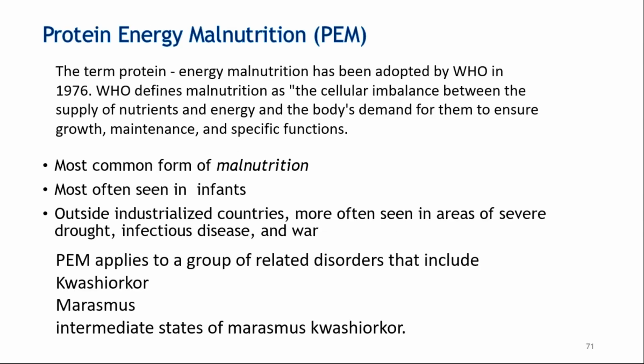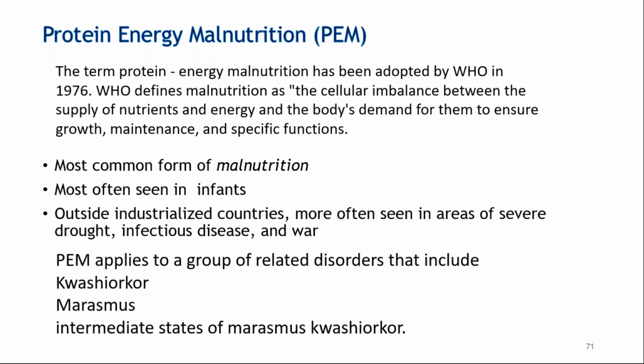So in the macronutrients, the deficiencies that are observed are mainly what is known as protein energy malnutrition. WHO defined protein energy malnutrition as the cellular imbalance between supply of nutrients and energy and the body's demand for them to ensure normal growth, maintenance, and specific functions. This is the most common form of malnutrition seen in infants, and it is usually seen in countries where there is severe drought, infectious diseases, war.